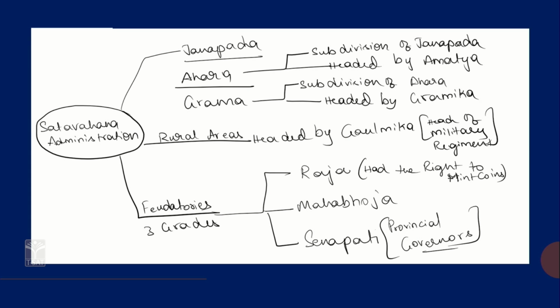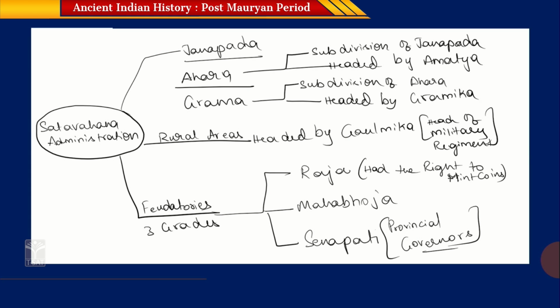Their administration is very important for us in our syllabus because it is clearly mentioned we need to know about Shatavahanas and Guptas. Shatavahana state was divided into Janapadas, Aharas and Gramas. Janapada being the province, Grama being the village, Ahara being the sub-province. Aharas were headed by the bureaucrats called Amatyas. Gramas were headed by village heads known as Gramika.